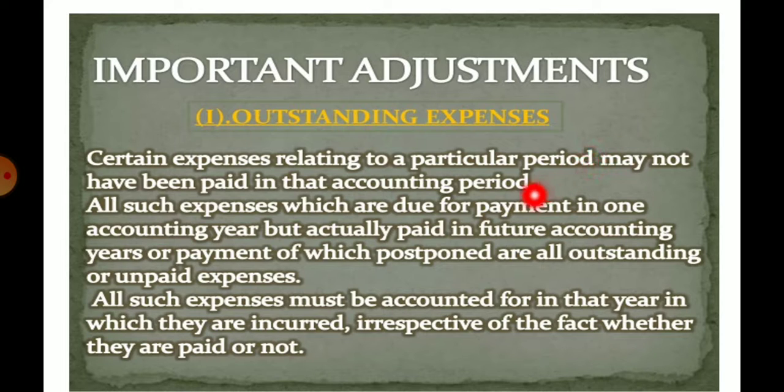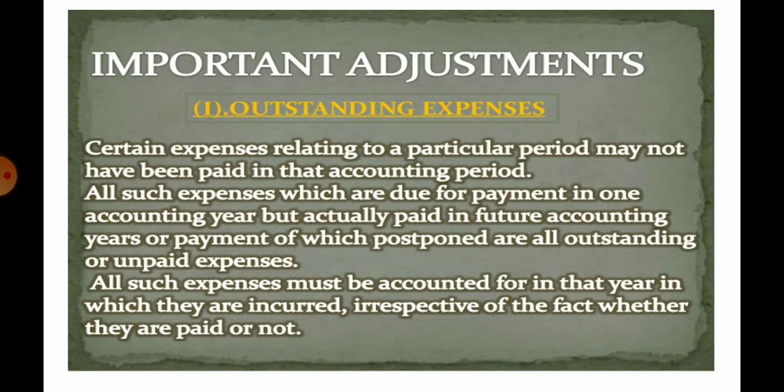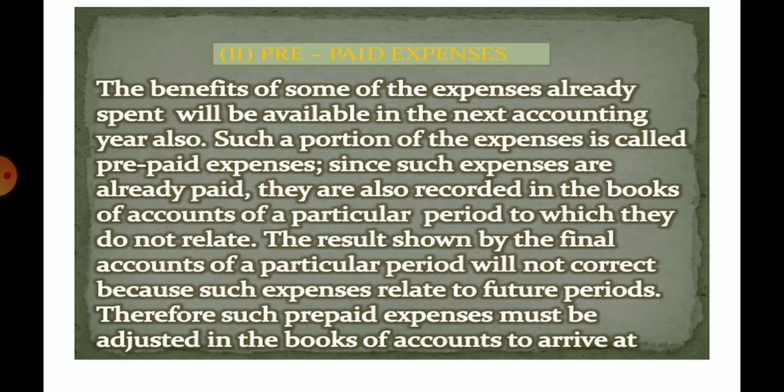Important adjustments are going to be discussed here. Certain expenses relating to a particular period may not have been paid in the accounting period. It's called outstanding expenses. All such expenses which are due for payment in one accounting year but actually paid in the future accounting year, or payment of which is postponed, are called outstanding or unpaid expenses. All such expenses must be accounted for in the year in which they are incurred, irrespective of whether they are paid or not. So this is outstanding expenses.